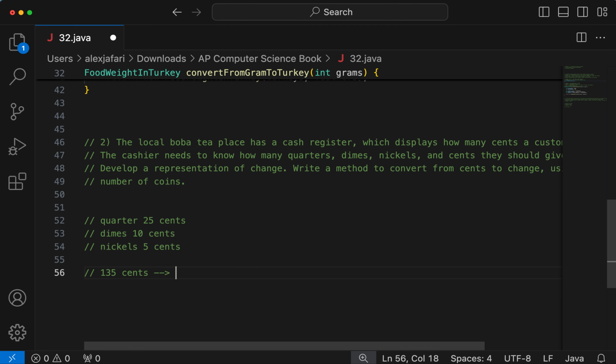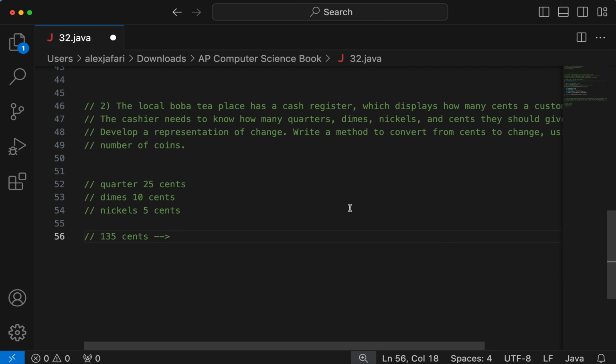What should our method return? You should return like 5 quarters. So that's going to be 125 cents. And a dime. Okay. What should our input be? Input is 135. What is the type of 135? Oh, it's an int. An int, excellent. What should our output be?